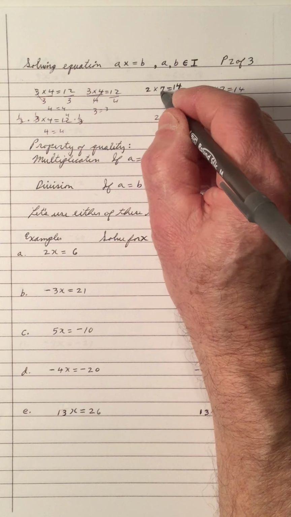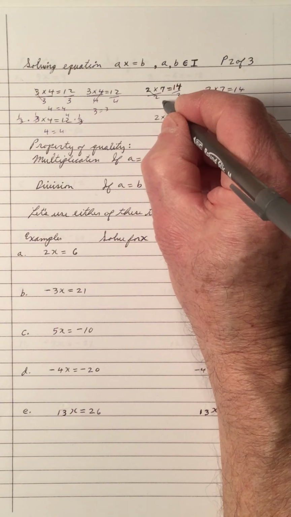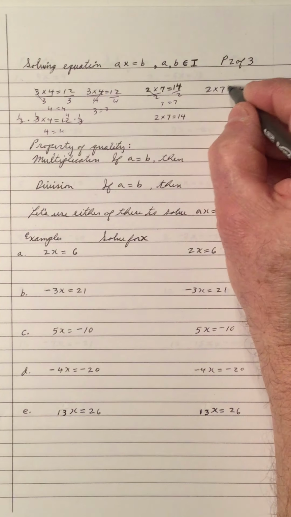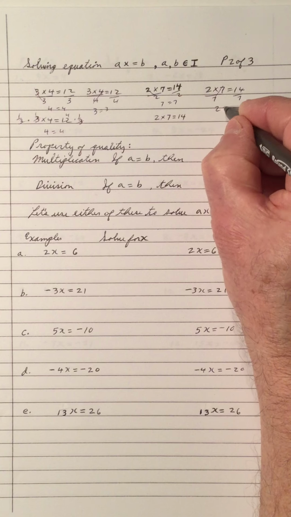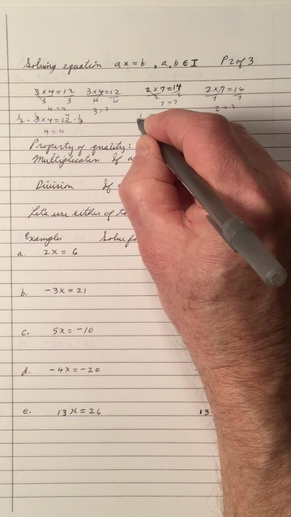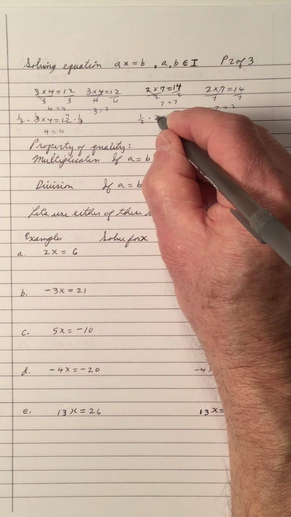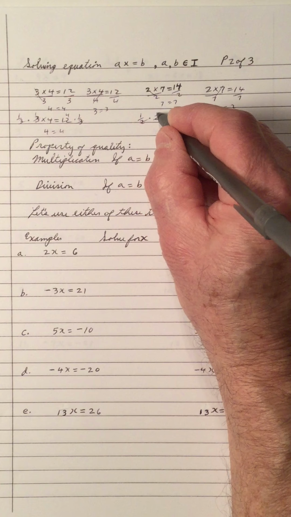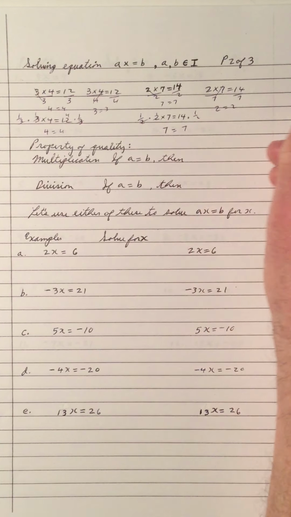And 2 times 7 is 14. We can divide by 2 on each side. The 2's cancel out, we get 7 equals 7. Or we can divide each side by 7. The 7's cancel out, we get 2 equals 2. Or we can multiply by a half, because a half is the reciprocal of 2. So a half of 2 cancels, it gives me 1 times 7 is 7. Half of 14 is 7.